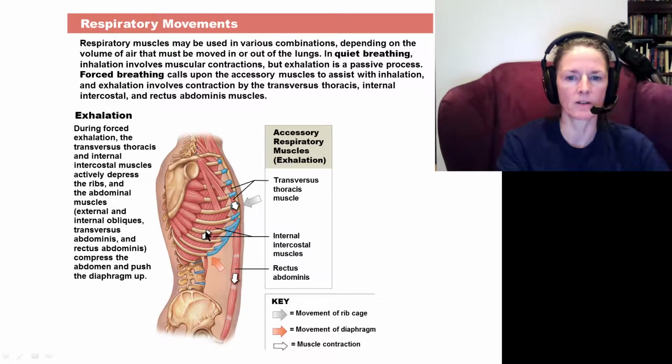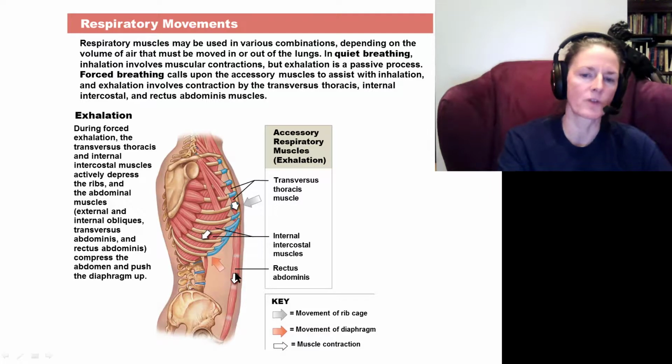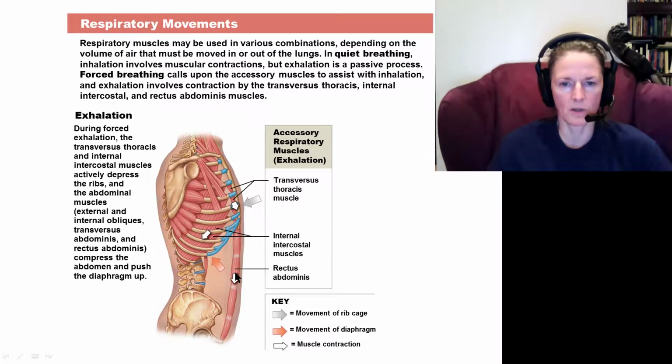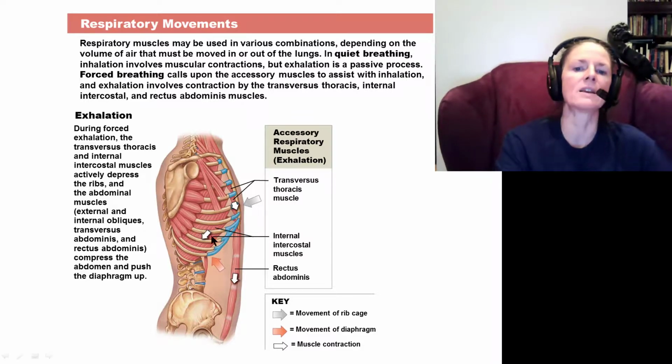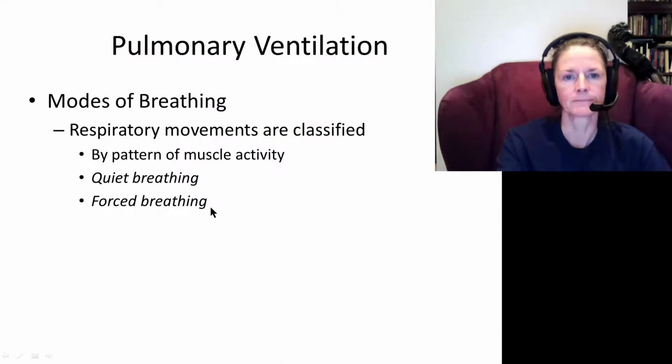Here we have our internal intercostal muscles here. Our rectus abdominis is going to tighten. That's going to force the contents of the abdominal cavity closer towards the back body wall, that's going to have the effect of pushing the diaphragm up into the thoracic cavity.